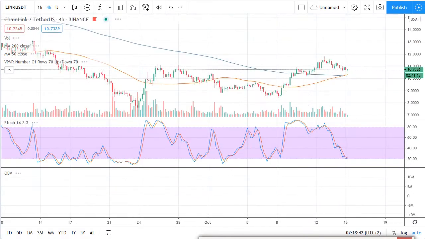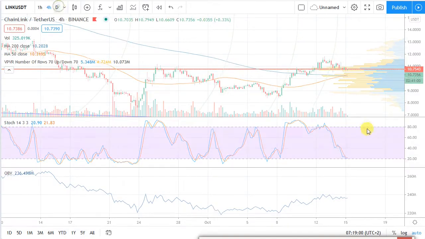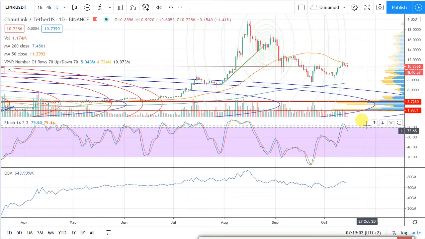Let's look at Link. Chainlink, the big boy. Crossover again. The fast line is about to cross the slow line. The stochastic is buried right at the 20% line, not quite heading into the oversold zone. So I was thinking maybe I pick up a few chain links right here. But let's look at the 1-day. Notice how it's doing the same thing as everything else. We got the hump. The fast line has crossed over the slow line, headed in a downward trajectory.